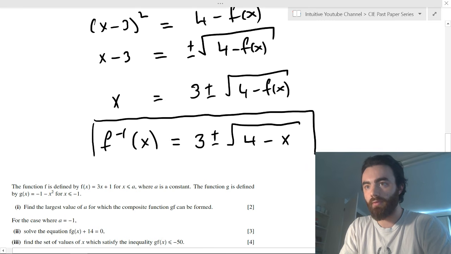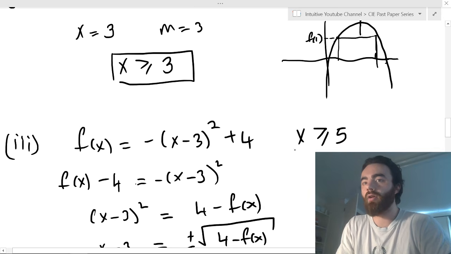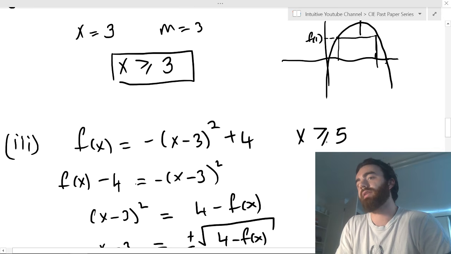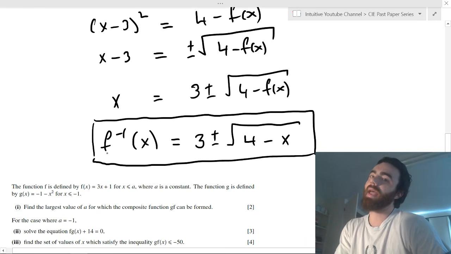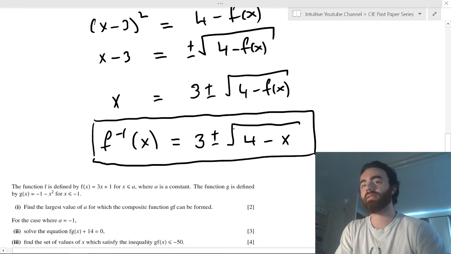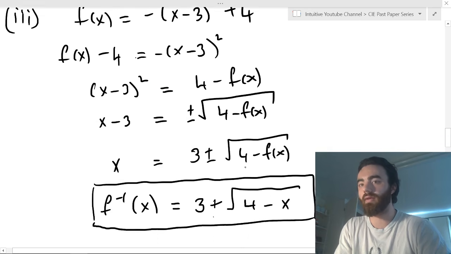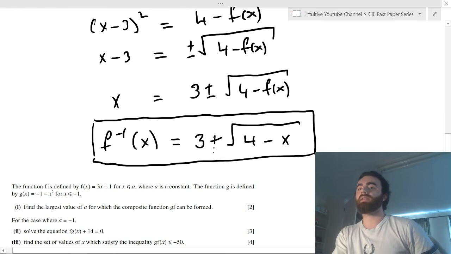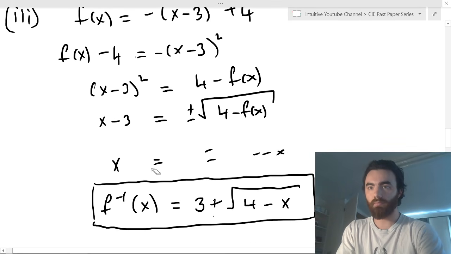Now, you've got to be careful here because our domain of f of x is greater than or equal to 5. So that means that our range of f inverse of x has to be greater than or equal to 5. So that means that it's only a plus, because if it was a minus, then it would be less than 3, which is not greater than or equal to 5. So the only part of it that we're interested in is the 3 plus the square root here. Cool.